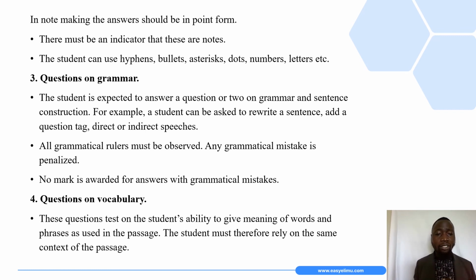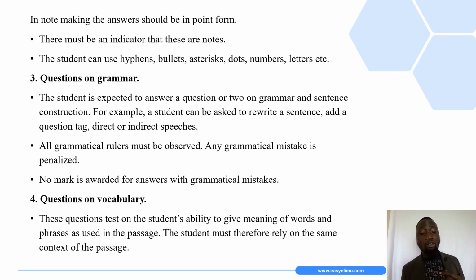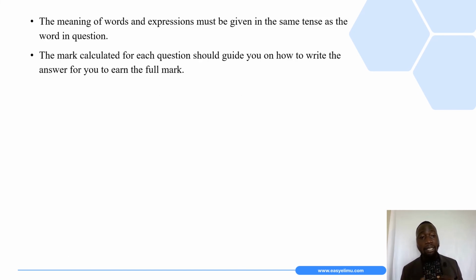The last division that we have here is now the questions on vocabulary. These questions test the student's ability to give the meaning of words and phrases as used in the passage. When answering these questions, the student must rely on the same context of the passage. The meaning of words and expressions must be given in the same tense as the word in question.